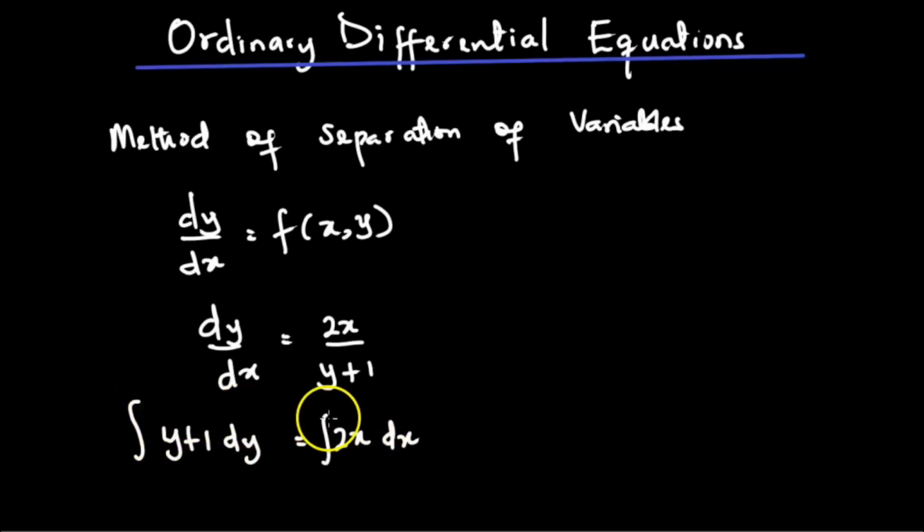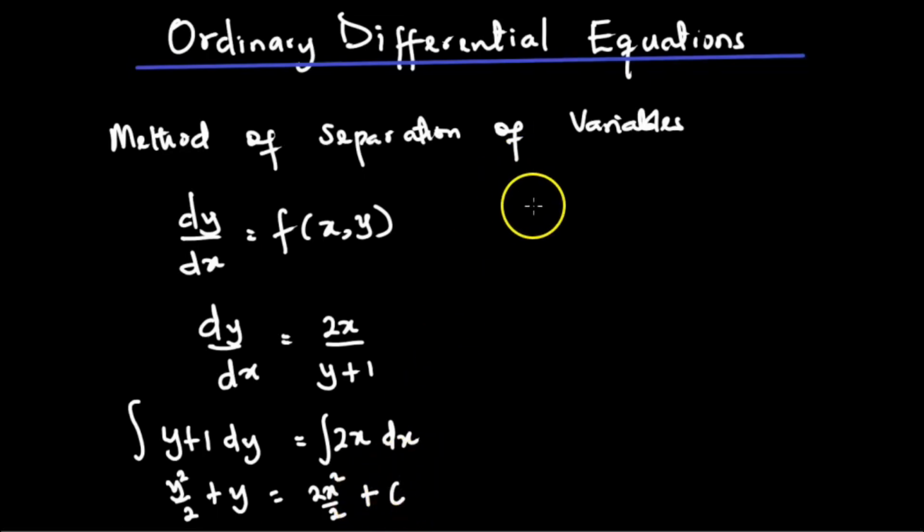integrate both sides. So you integrate this side with respect to y. We have the integral of a function with respect to y, and we have the integral of another function with respect to x. So we have successfully separated the variable y from the variable x. Integrating this now gives us y squared over 2 plus y is equal to 2x squared over 2 plus c. And eventually we have y squared over 2 plus y equal to x squared plus c.